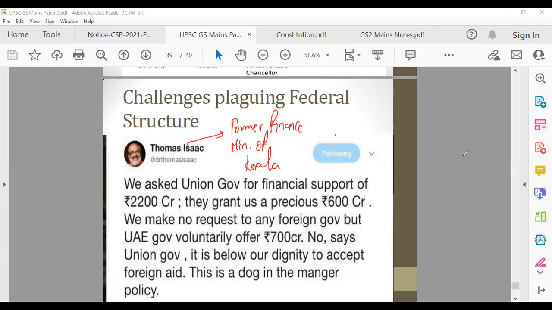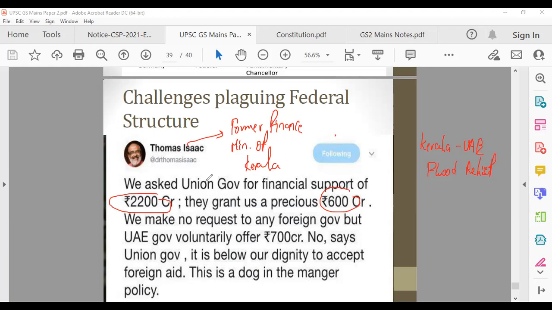So what was the issue? The issue was related to Kerala-UAE and flood relief. That was the basic issue. There was a flood in Kerala, and you can see from his tweet also that we asked the union government for 2200 crore, they gave us 600 crores, and UAE was saying that they want to give 700 crores. Now what you have to understand is, we are a federal state with strong unitary bias.